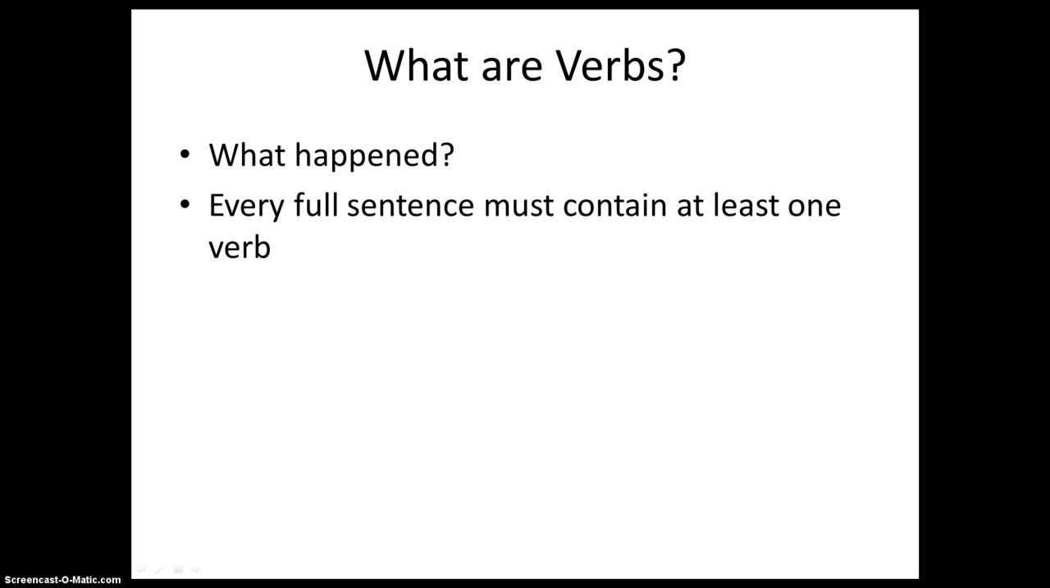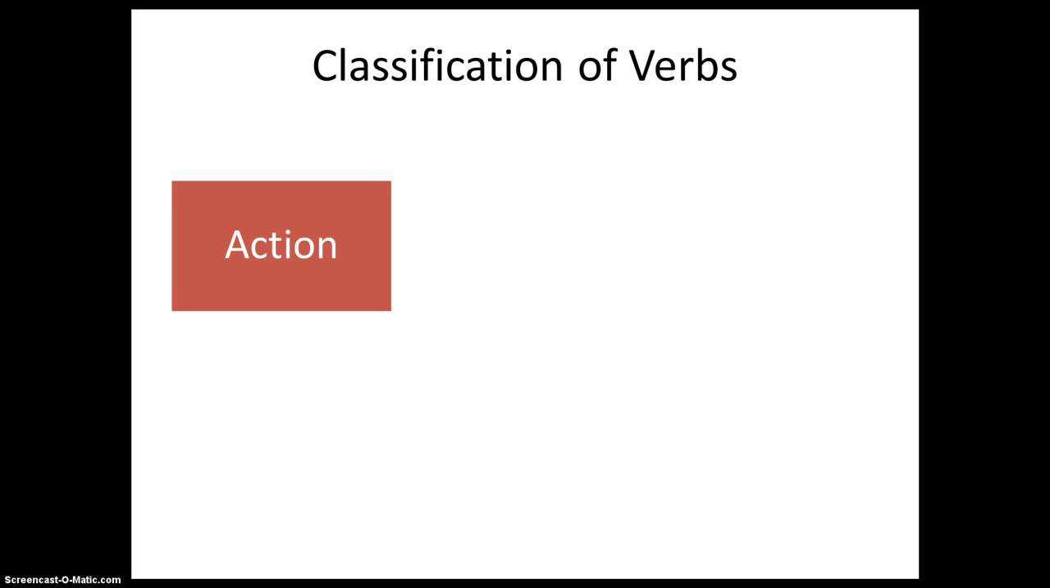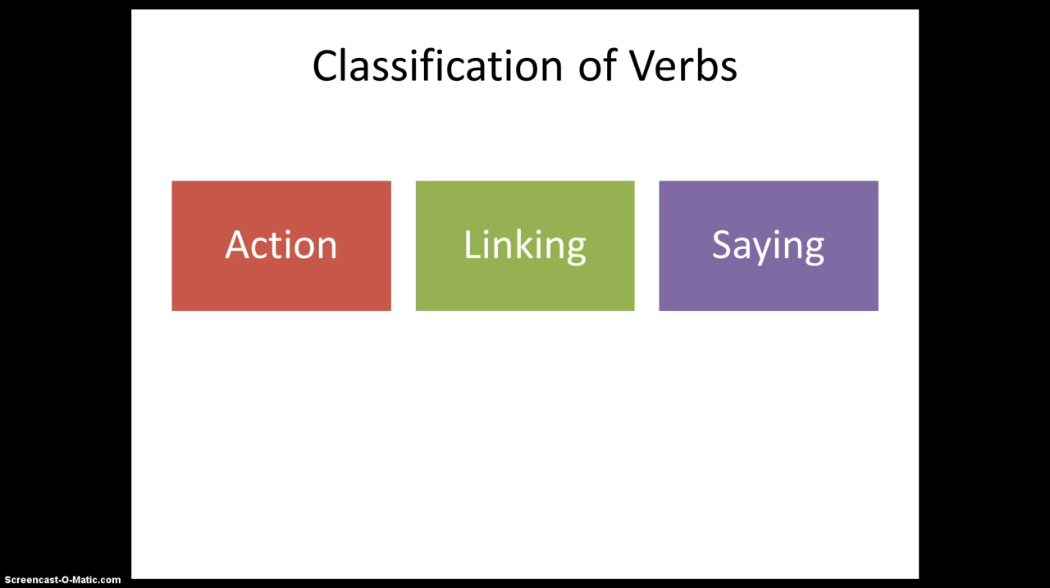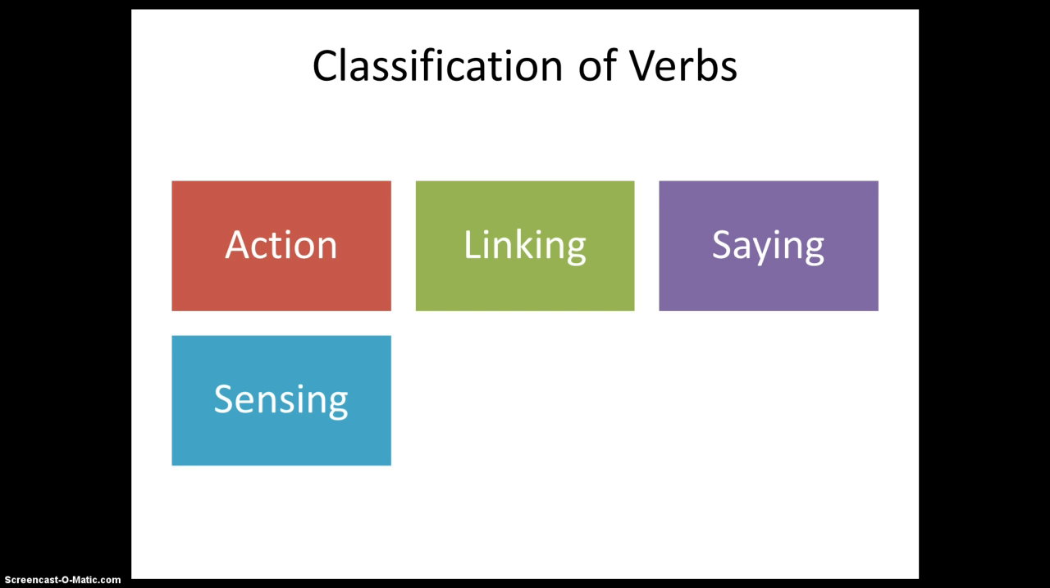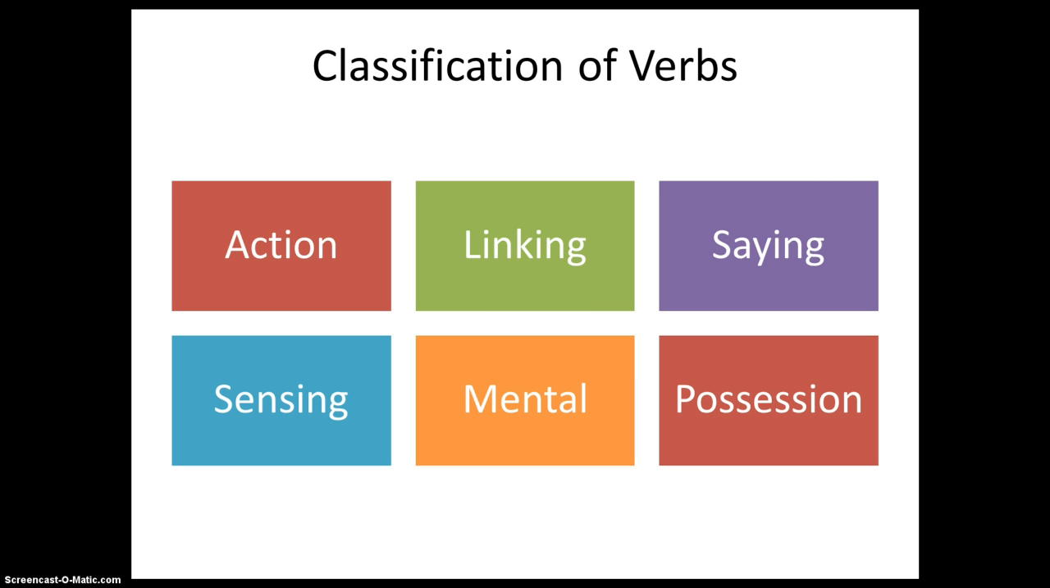Okay, what are verbs? Basically, they are words that you definitely have to use when you're telling your friends about something that happened. Every full sentence must contain at least one verb, otherwise it's not a full sentence. There are many different types of verbs, and today we are going into the 6 different types. The first is action verbs. Second, linking verbs. The third, saying verbs. The fourth, sensing verbs. The fifth, mental verbs. And the last one, verbs of possession.